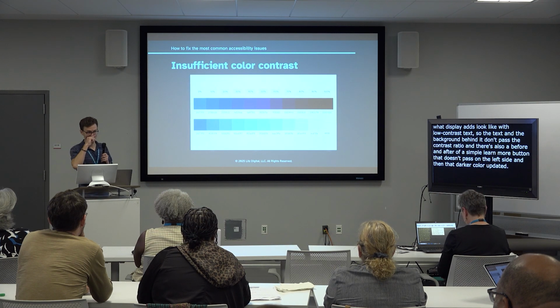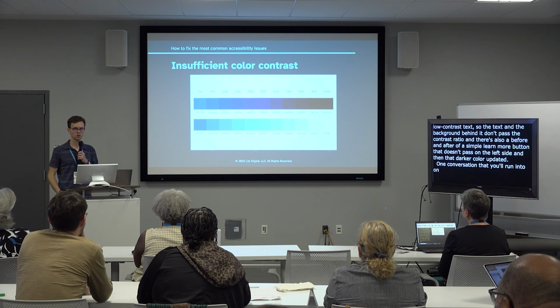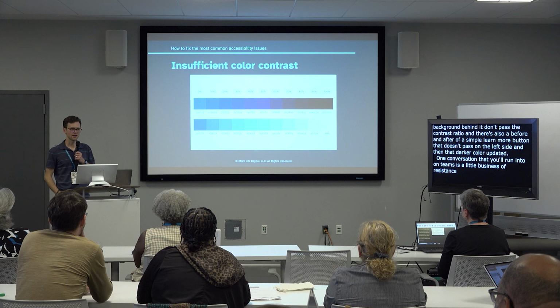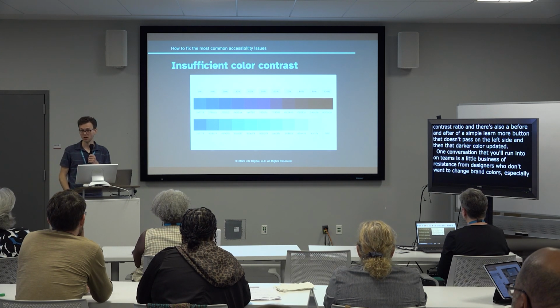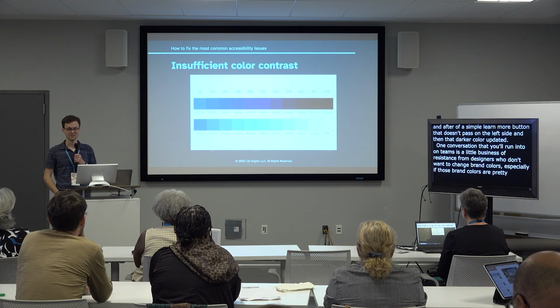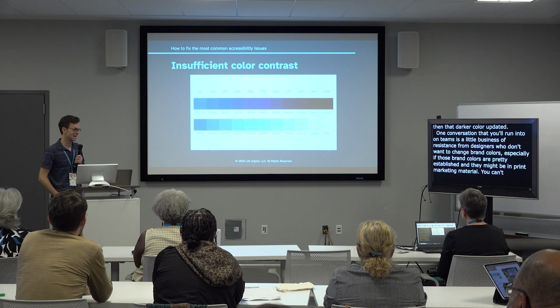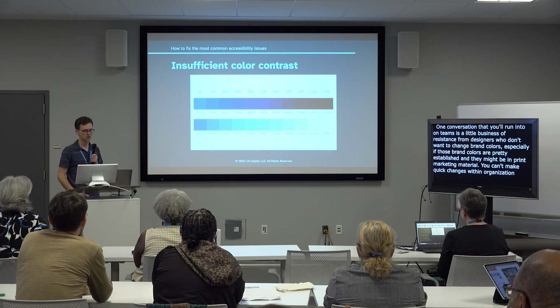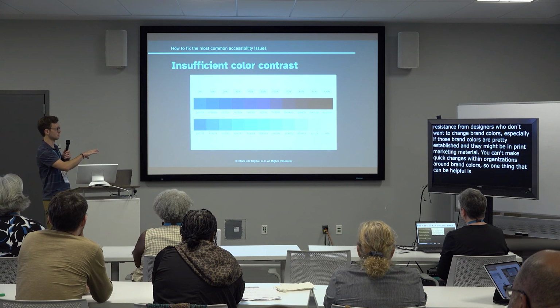One conversation that you'll run into on Teams is a little bit of resistance from designers who don't want to change brand colors, especially if those brand colors are pretty established and they might be in print marketing material. You can't make quick changes within large organizations around brand colors. So one thing that can be helpful is this concept of tints and shades. And the chart here on the screen describes that.